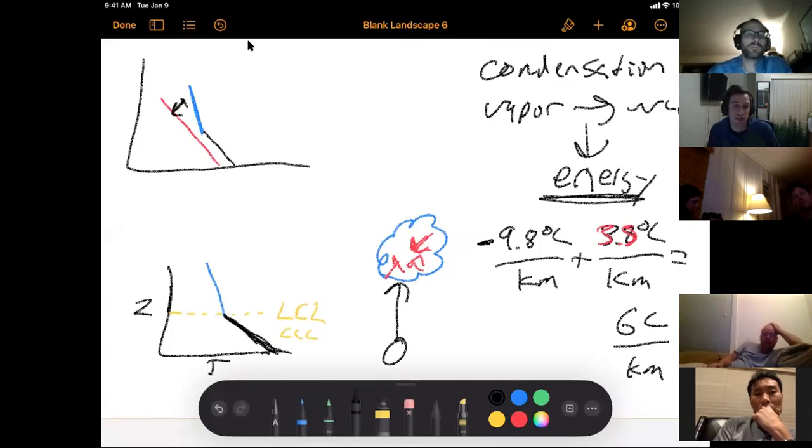And this is basically the idea that would be cloud suck, okay? As you start condensating water, you decrease the lapse rate, which ends up making the air even more unstable, and that ends up being cloud suck.